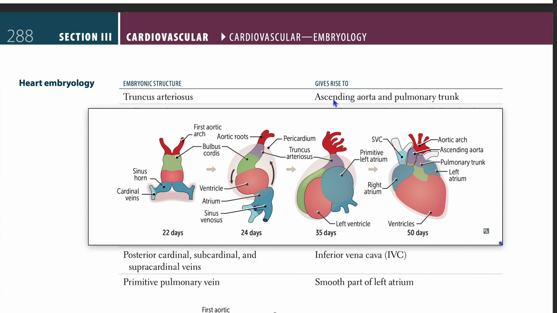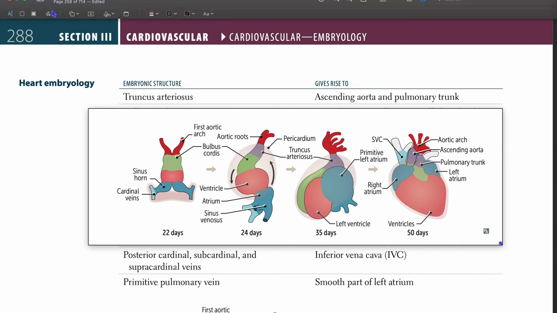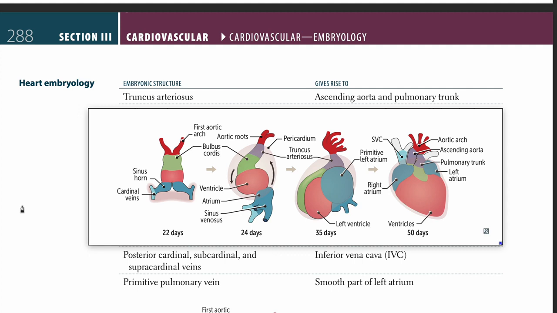truncus arteriosus, ascending aorta and pulmonary trunk. Okay, that's the initial part of the thing that goes like, you know. So see, this is the heart, this is the aorta, right? So it's this part. This is called the ascending, and this is like the whole aorta, right? So this is descending. This is the aortic arch, and the thing that attaches this to the heart. Between the arch and the heart, it's the ascending aorta. Okay.